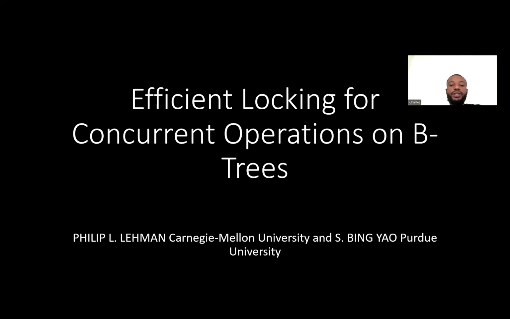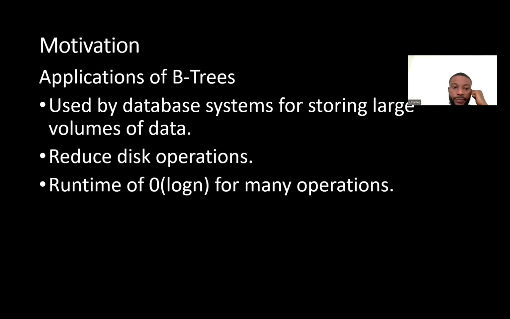I've been making my presentation on efficient locking for concurrent operations on B-trees by Philip L. Lehman and S. Bing Yao. There are several applications of B-trees, and some of the main ones are that they are used by database systems for storing large volumes of data. They reduce disk operations, and they have a runtime of O(log n) for many operations. I'll soon elaborate how all this works.